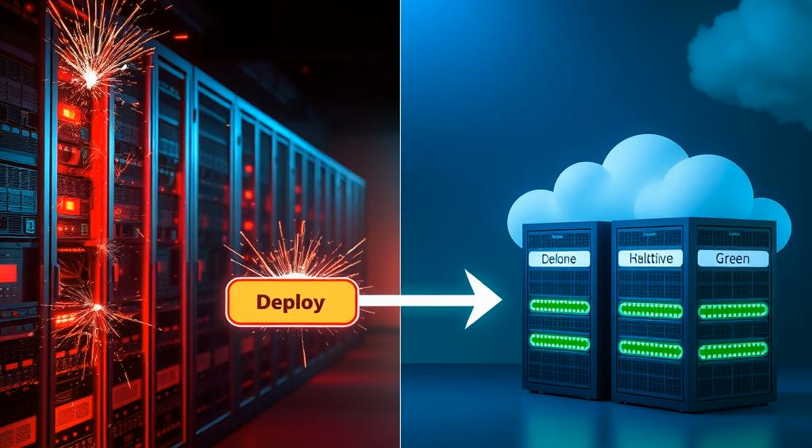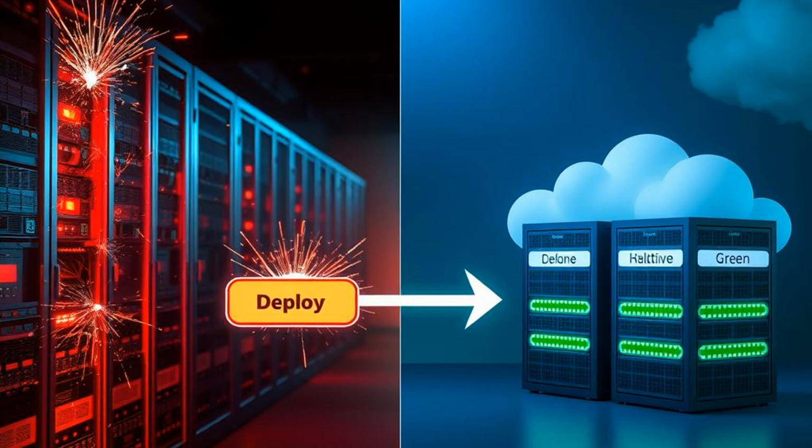Traditionally, deploying a new version of an application often involved a period of downtime, even if brief. Think about rolling updates. While they're great for incremental changes, a bug in the new version could cause widespread issues before all old instances are replaced. This is where blue-green deployments shine.